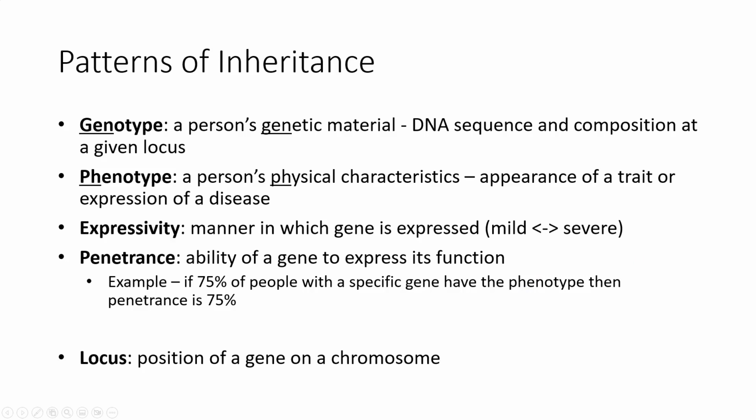And then finally, we'll look briefly at patterns of inheritance. And so we want to think about some different terms. So you should be able to distinguish genotype from phenotype. So a genotype is a person's genetic material. They both have GEN. And so this is that DNA sequence and composition at a given locus or particular part of a chromosome. The phenotype is their physical characteristics, and so they both start with PH. And this is the appearance of a trait, like blue eyes, or the expression of a disease.